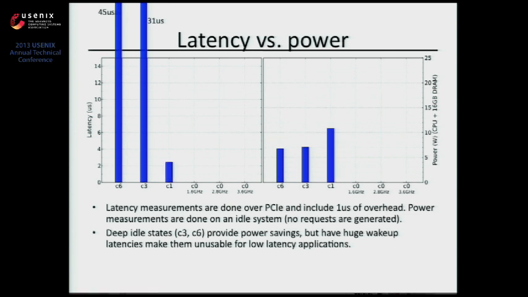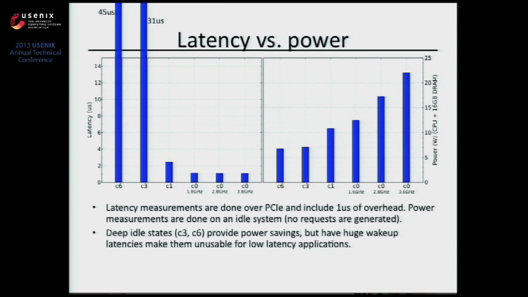We get a little better if we use the C1 state, but we get a lot better if we just keep our processor in an active state. You can see that the latency in the active state is actually the lowest, and this is basically only the overhead of the PCIe round trip, because in an active state there is no wake-up latency. And on the right-hand side, you can see the power numbers, which, as you might expect, dramatically increase as you increase the frequency in the active state. I don't know if you can see, but the frequencies are from 1.6 gigahertz all the way to 3.6 gigahertz.